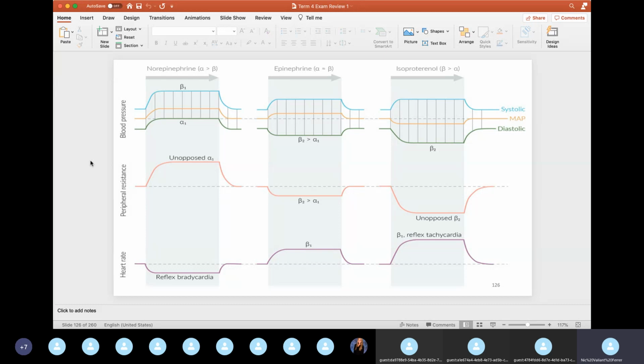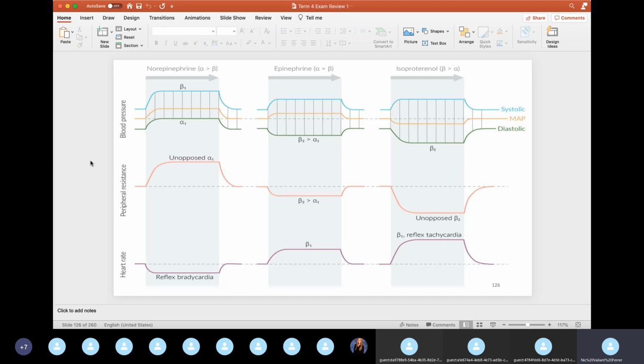Now, this is a high yield slide. So if I give norepinephrine, remember, norepinephrine preferentially binds to your alpha receptors, right? So if I give norepinephrine, what happens to my peripheral resistance? I increase the peripheral resistance, and I have a reflex bradycardia. For epinephrine, it acts on both alpha and beta receptors. So if I give epinephrine, I decrease the peripheral resistance slightly, right? However, I have a reflex tachycardia for my heart rate.